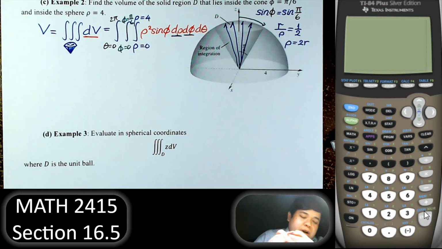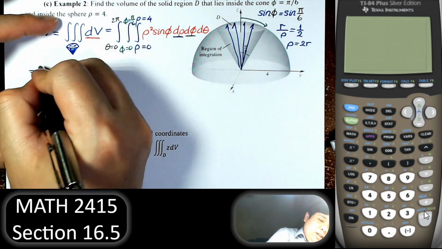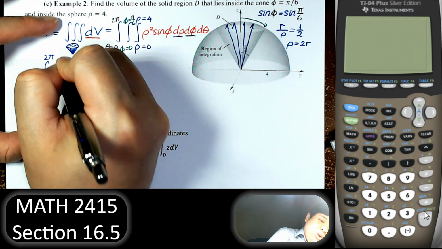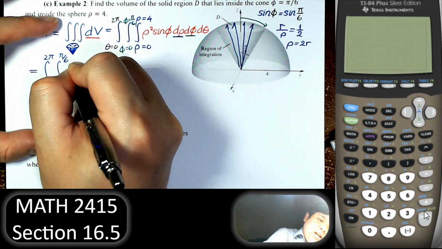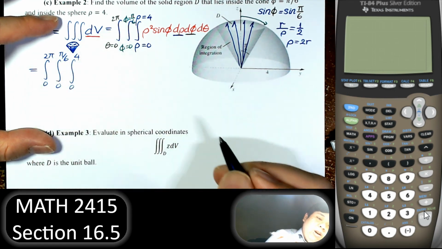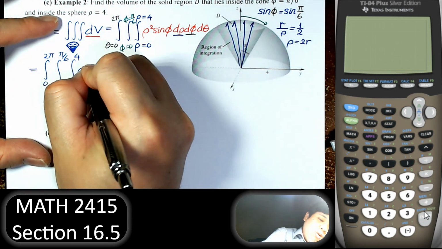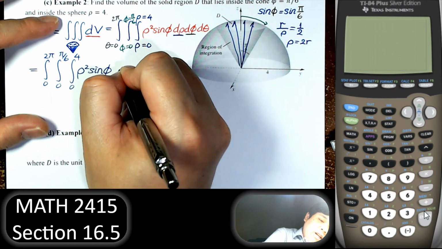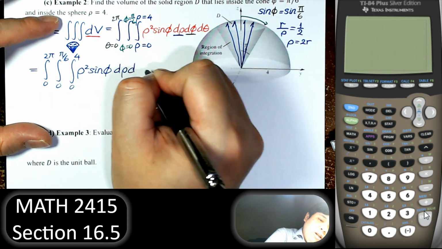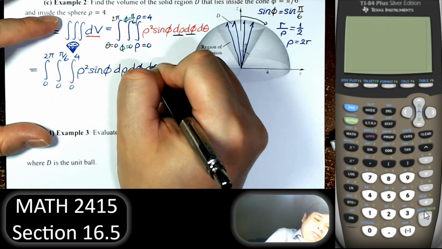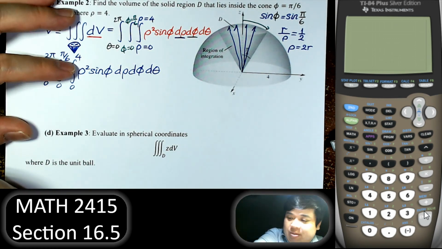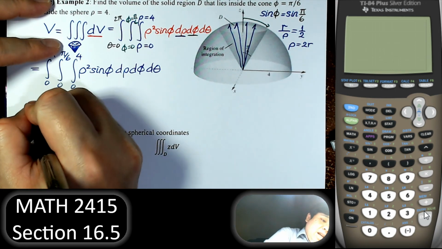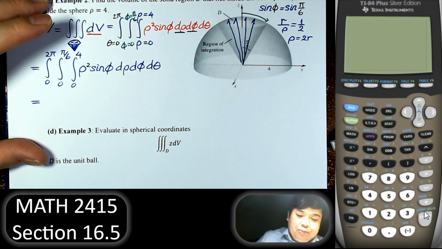So put all of this together, we will have 0 to 2 pi for theta, 0 to pi over 6 for phi, and 0 to 4 for rho. And we have rho square sine phi d rho d phi d theta. And what next? You guessed it. Constant limit, function separable. That calls for Fubini's theorem.